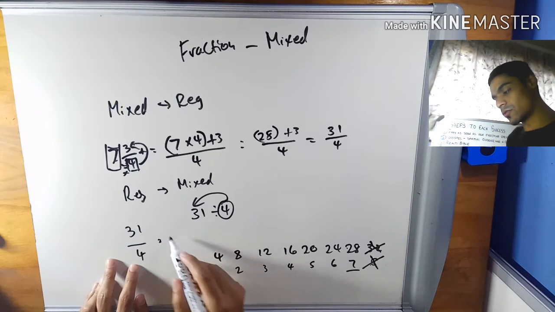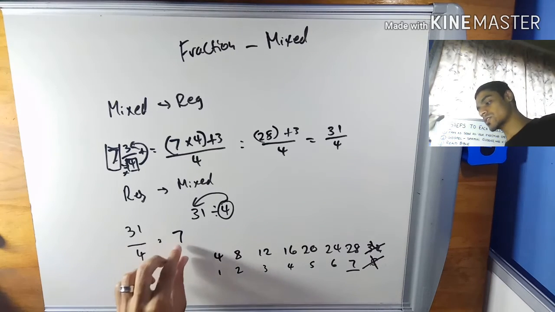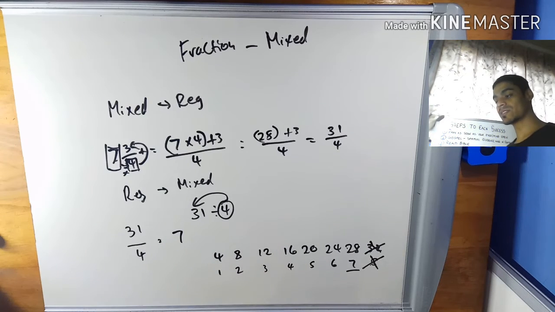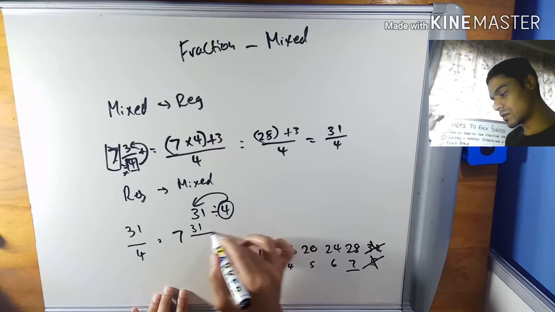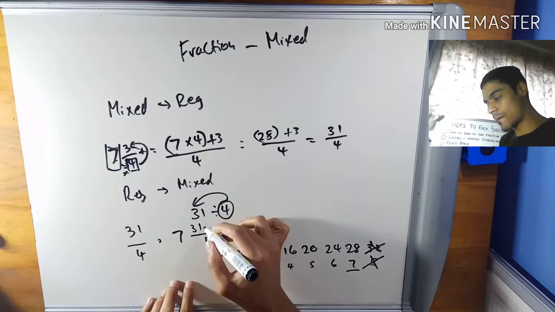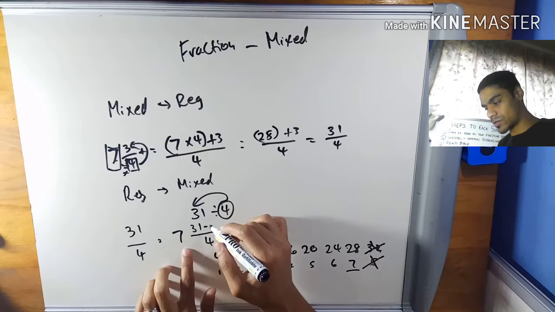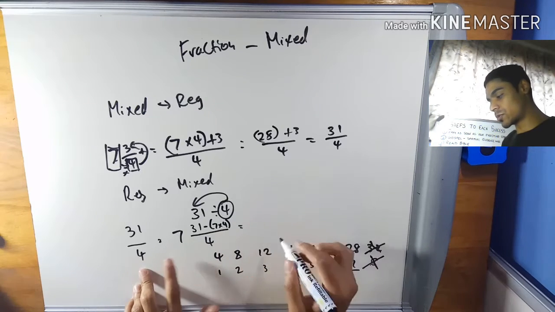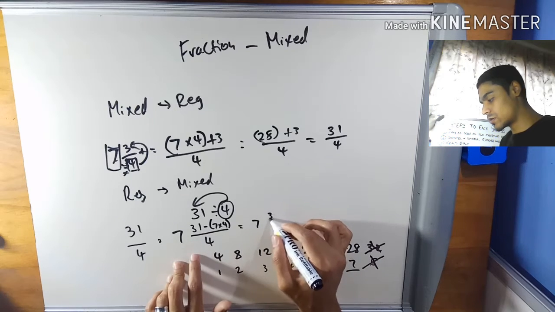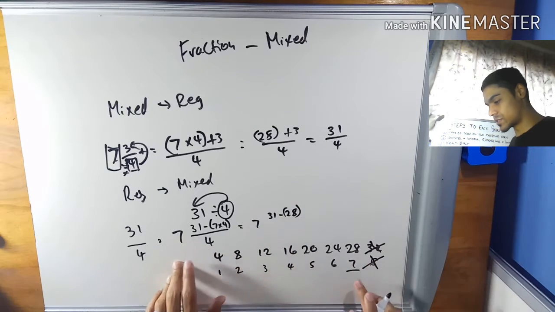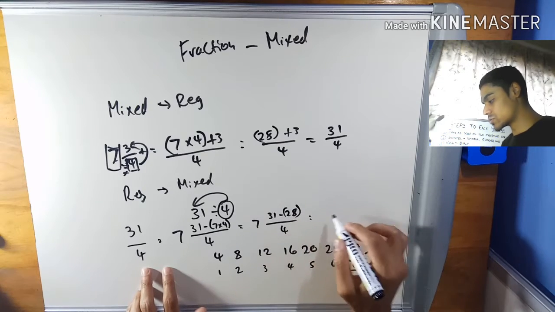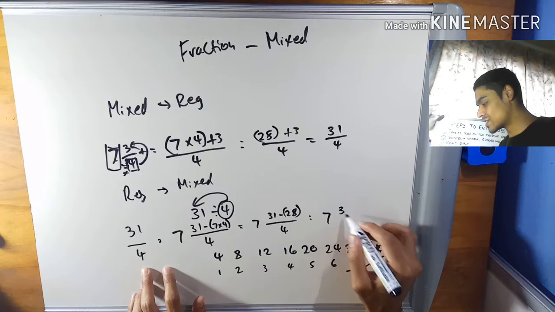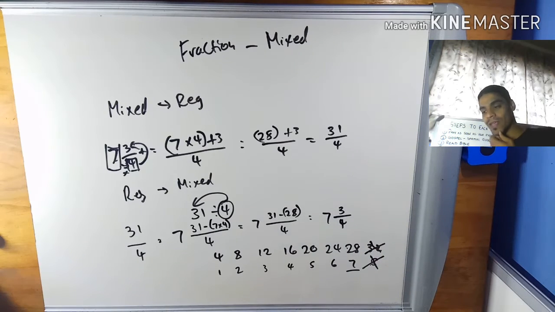So 31/4 is equal to 7, and to find out what our fraction part is going to be, remember we're converting a regular fraction into a mixed fraction, we write down our 31 over 4. Now 31 minus, what do we do then? We say our whole number that we found times your denominator, which is 7 times 4, which is 28, all over 4. 31 minus 28 is 3/4. So 7 and 3/4. This is how you would convert a regular fraction into a mixed fraction.